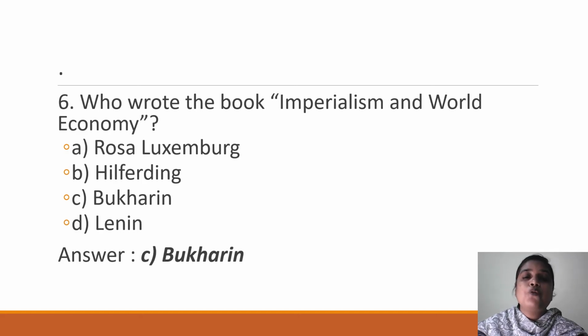Next question, who wrote the book Imperialism and World Economy? Now the book Imperialism and World Economy was written by Nikolai Bukharin. So the correct answer is C, Nikolai Bukharin.